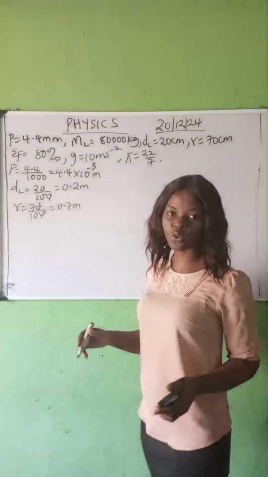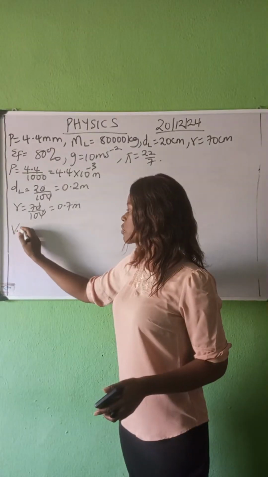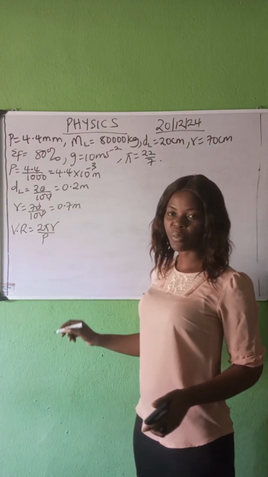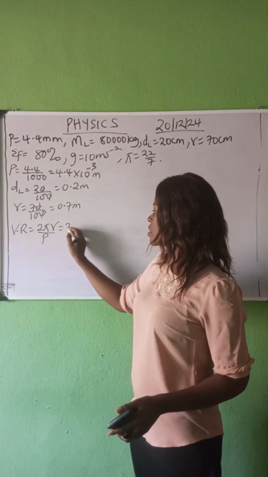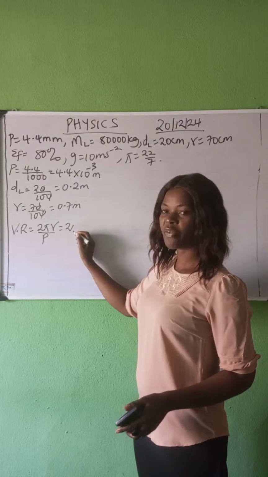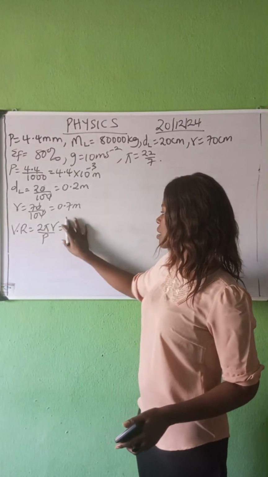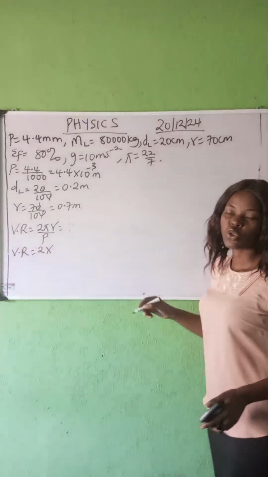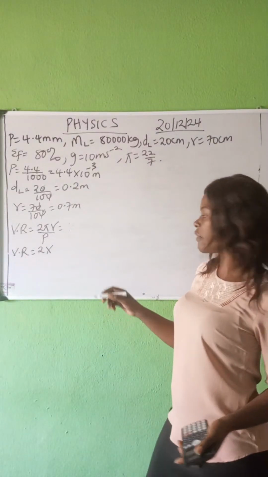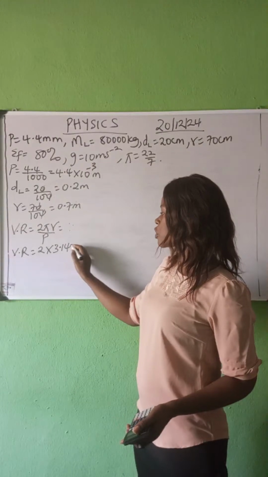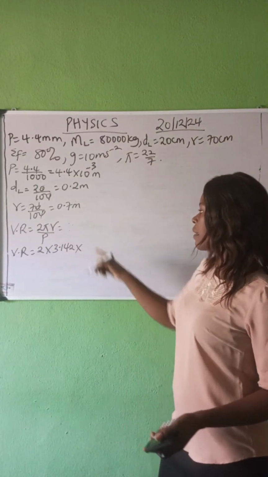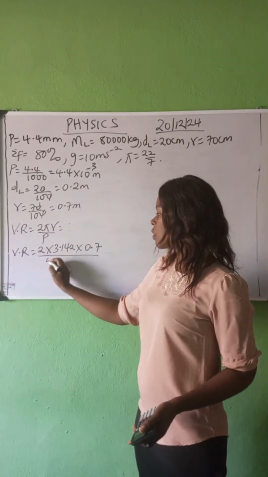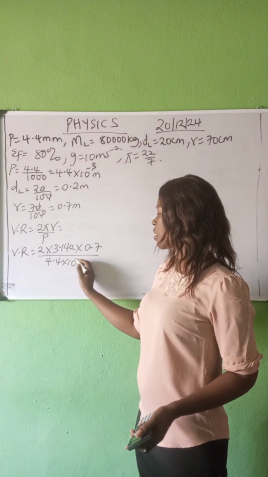Now the first thing we are going to do in this question is to calculate the velocity ratio of the screw jack. The formula for the velocity ratio of a screw jack is equal to 2 pi r over pitch. So let's substitute. VR is equal to 2 times pi, which is 22/7, the same thing as 3.142, multiplied by R, which is 0.7, then divided by the pitch, which is 4.4 times 10 raised to the power of -3.